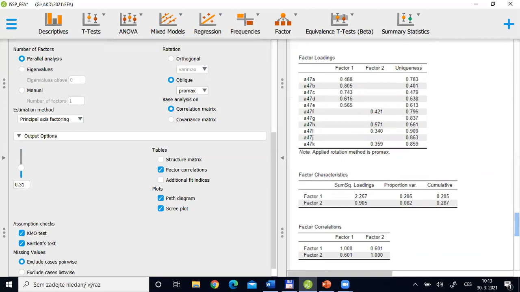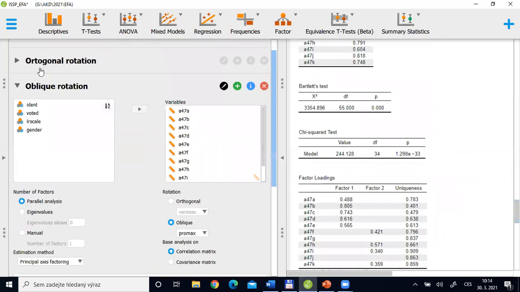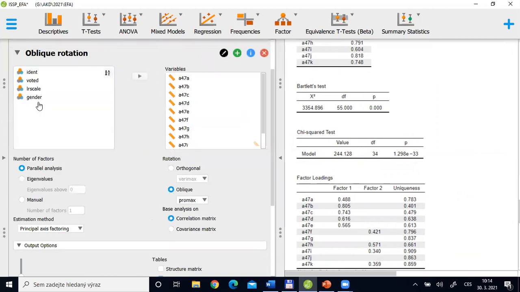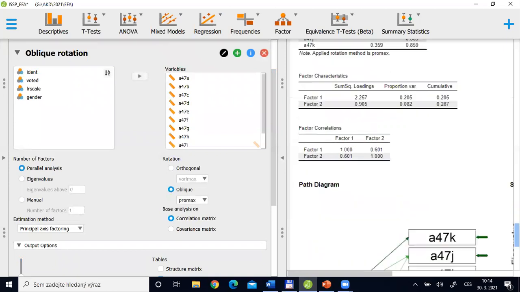Definitely, we would rotate in this case, as rotation helped us a lot in the interpretation of our results. And the last one is the decision between orthogonal rotation, which expects that our dimensions are not related at all, and oblique rotation, which expects that factors are somehow related. I would choose oblique rotation here, as it seems that these two dimensions are very closely related.